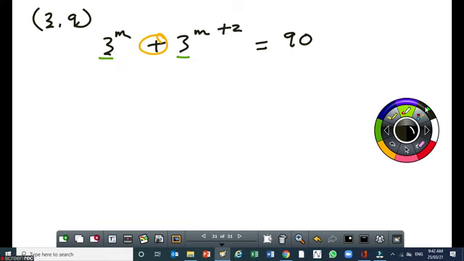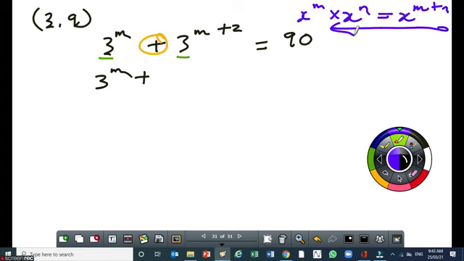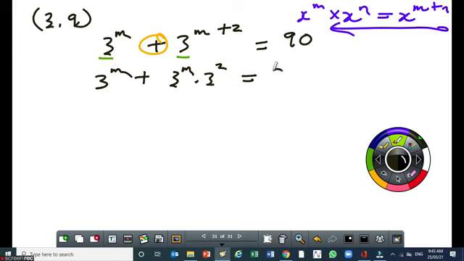So here, I'm going to rewrite the first term as 3 to the power of m plus. The next term, I'm going to move from the right-hand side towards the left-hand side. We have done this before when we were factorizing. If you have x to the power of m times x to the power of n, that's equal to x to the power of m plus n, and we are moving from the right-hand side towards the left-hand side. You should remember that. So I will write 3 to the power of m plus 3 to the power of m times 3 squared is equal to 90.